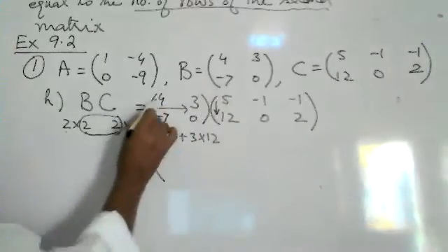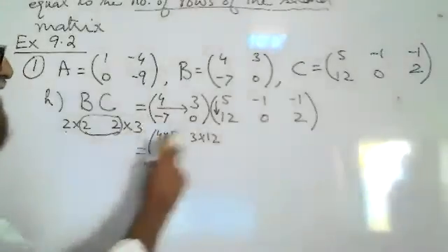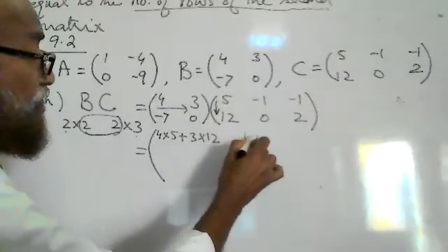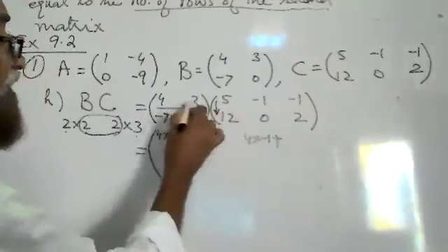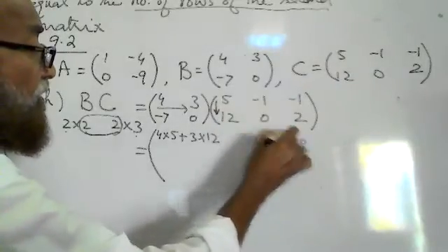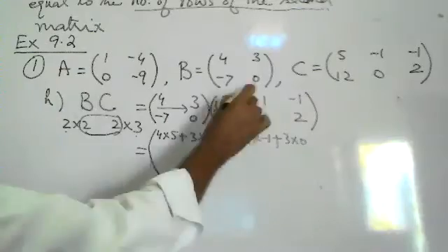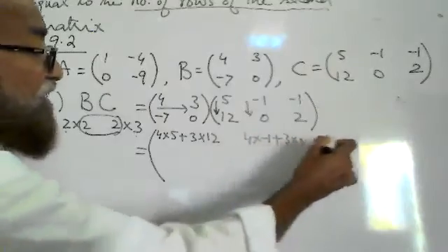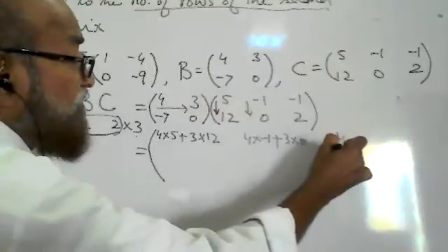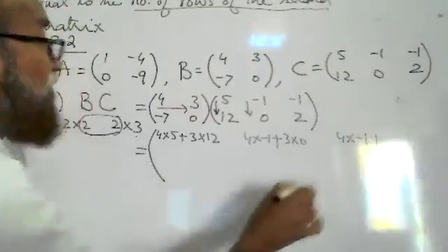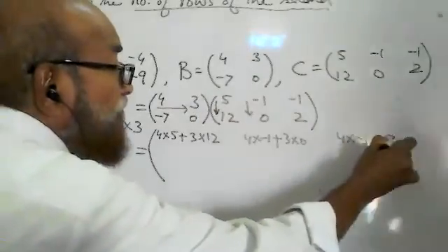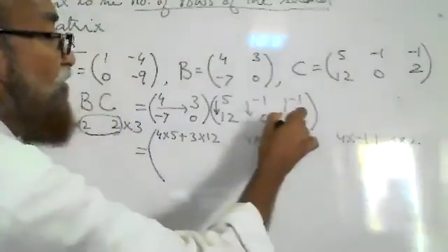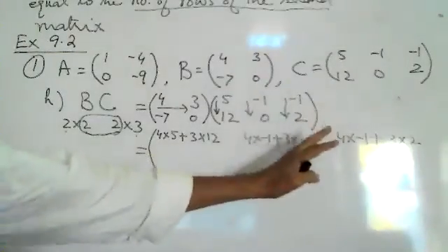First row, first column. Now the first row is multiplied with the second column. The answer will be written in the first row and the second column. 4 into minus 1 plus 3 into 0. The second column is over. There is a third column also. The first row is multiplied with the third column. The answer will be written in the first row, third column. 4 into minus 1 plus 3 into 2. The third column is also over. Finished.